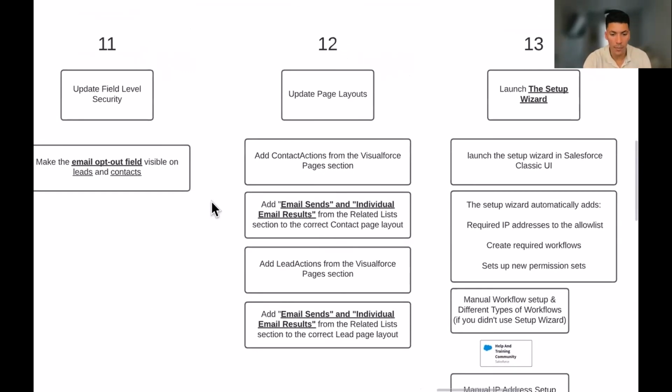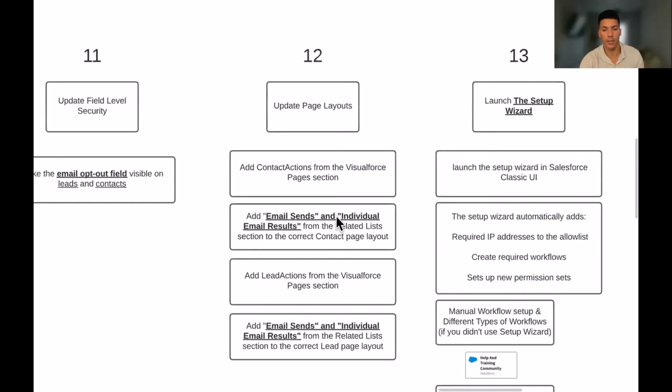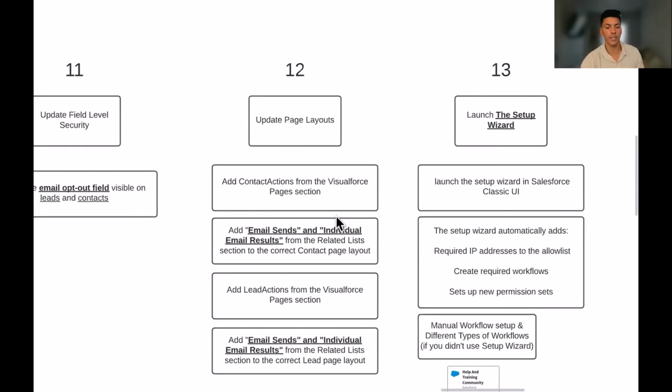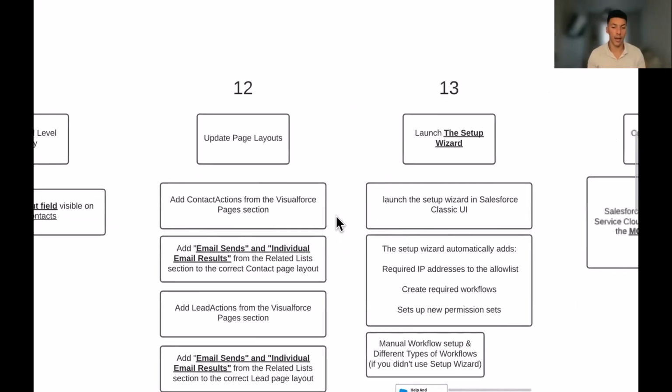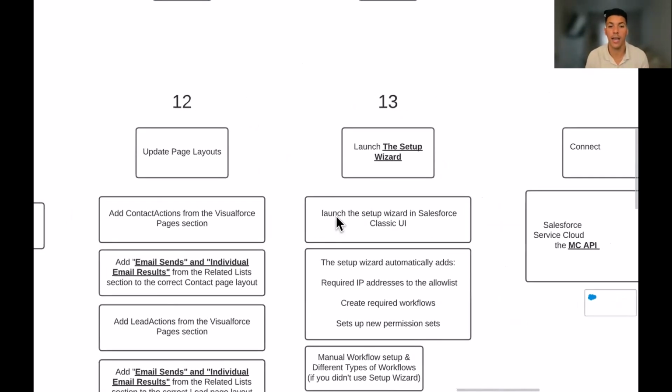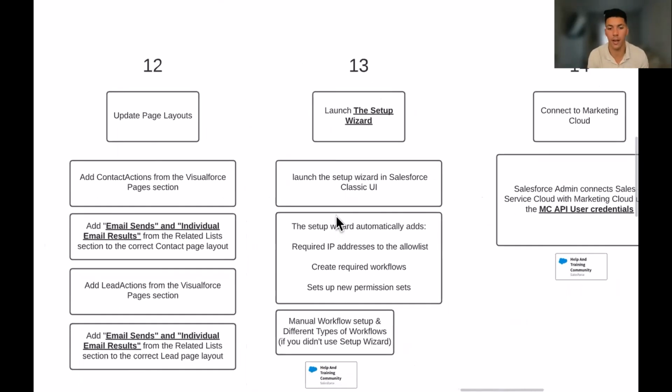So you're just adding on these related lists, which are the email sends and individual email results related lists, to your lead and contact objects or page layouts. And then once you set the page layouts up, you're actually setting up the Marketing Cloud Connect inside of Sales Cloud or Service Cloud. So you'll click Launch the Setup Wizard.